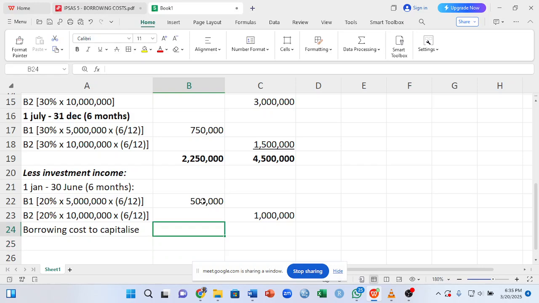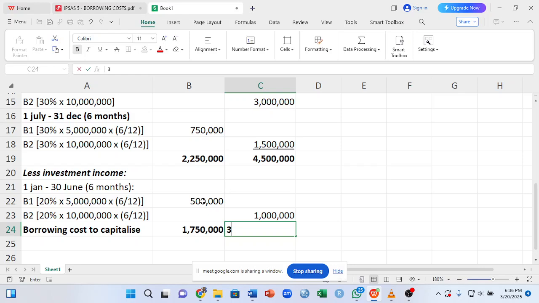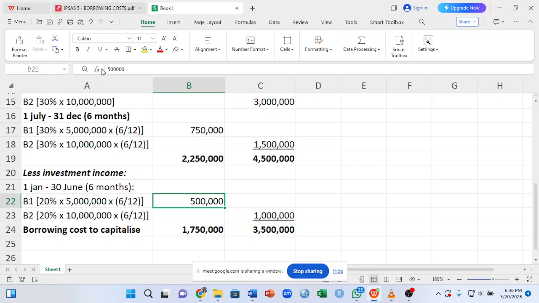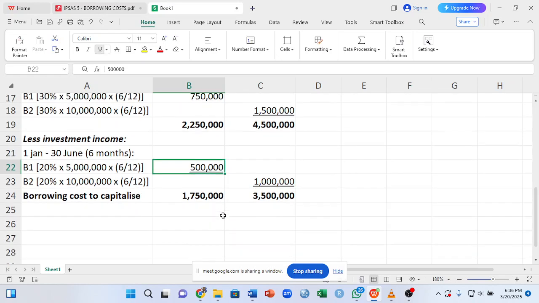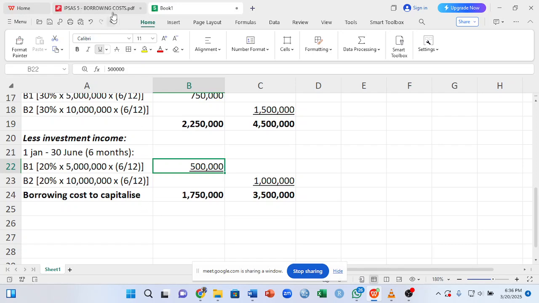So we less. When we less, what do you get? 1,750,000 for building one. Building two will be 3,500,000. Okay. So that will be the borrowing cost to capitalize. That's the first aspect of the question.